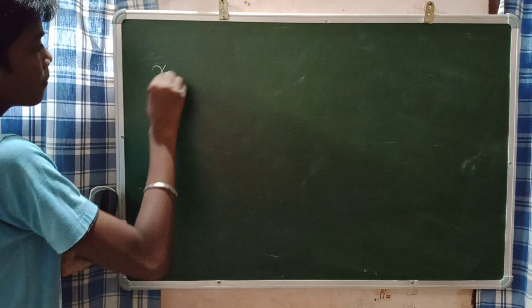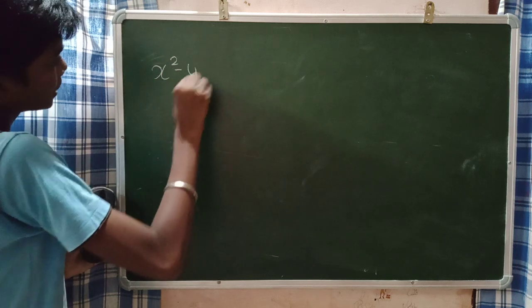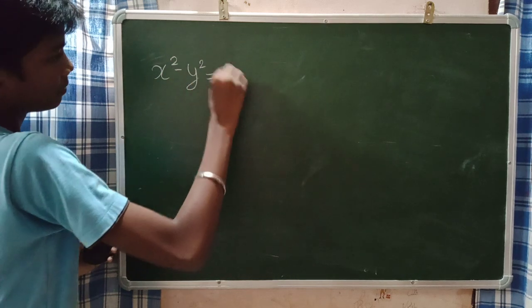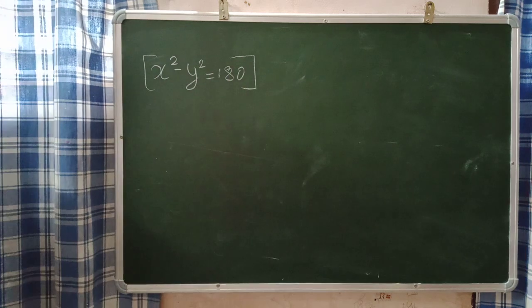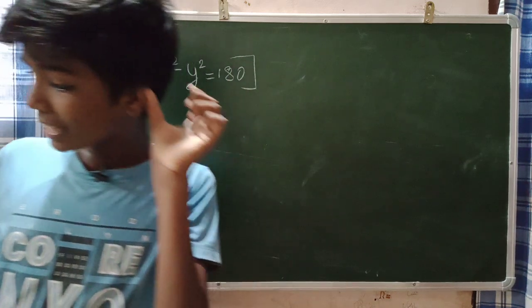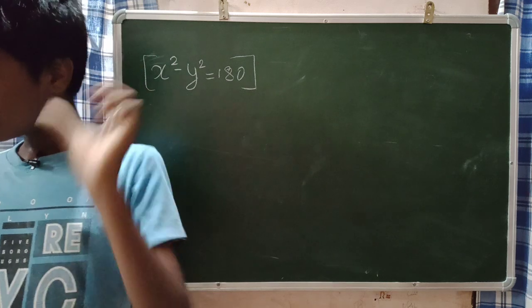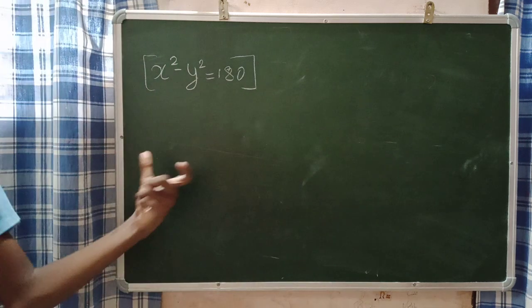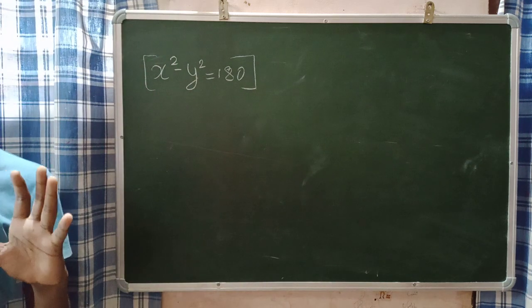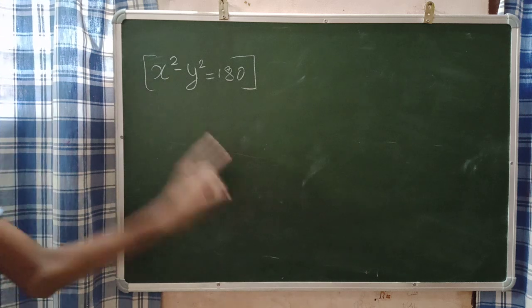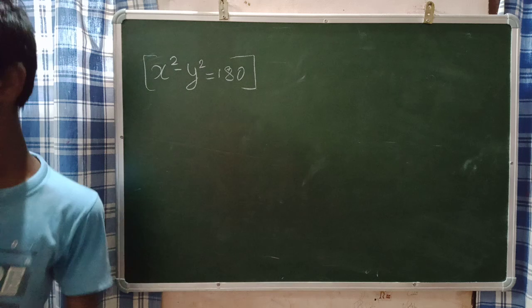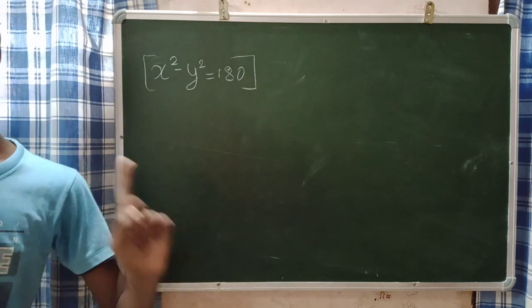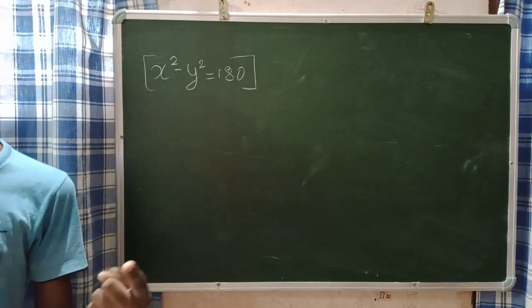Then we get the equation, x square minus y square is 180. Correct? x square minus y square is 180, because they are saying the difference of the squares of two numbers is 180. Now, they are saying the square of the smaller number is 8 times the greater number.